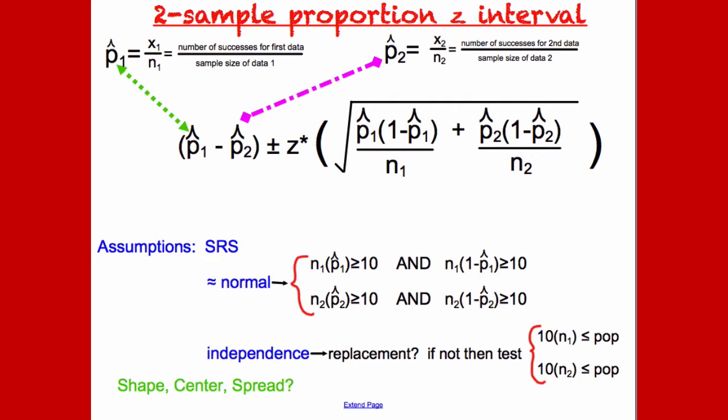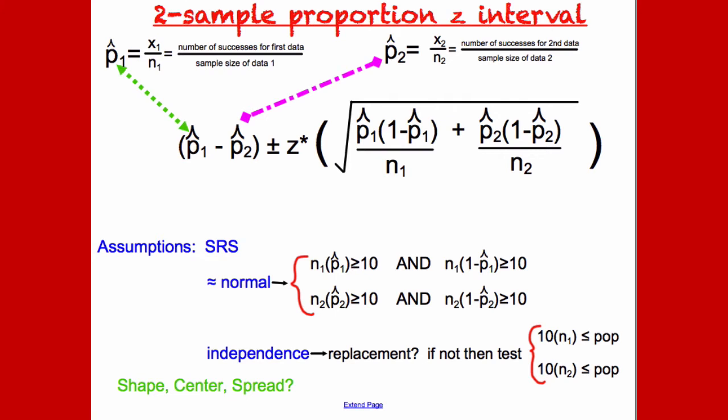I'm not interested in p hat alone anymore. I'm interested in the difference between the two. Is there a difference between p hat 1 and p hat 2? That's what I want to know. So p hat 1 minus p hat 2 gives me my center part that I'm looking at, plus or minus z star: 1.96, 2.576, 1.645. Nothing new there. You know that.